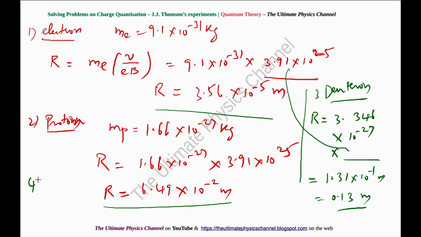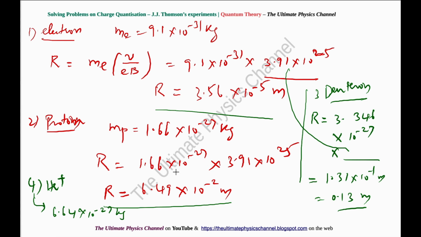Similarly, the fourth particle that is given is helium plus, that is singly charged helium, which is like the alpha particle, which is doubly charged helium. So it is the alpha particle to which the mass of the electron is to be added. That would give us the mass of the singly charged helium atom. And that mass, if we calculate, that would be 6.64 into 10 power minus 27 kg.